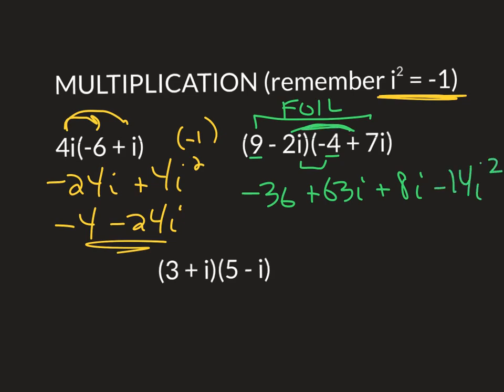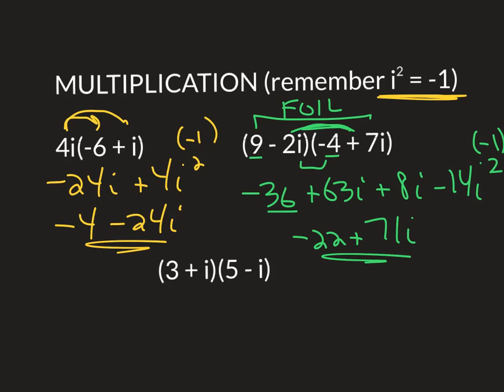Now, when you get there, there's a couple things you can do. One is you can add the 63i and the 8i, which is going to give you 71i. Now, don't forget there's an i squared there, which is really -1. So -1 times -14 is +14. Add that to the -36, and you get -22 plus 71i. And there you go. Standard form, that's what your answer is going to look like.